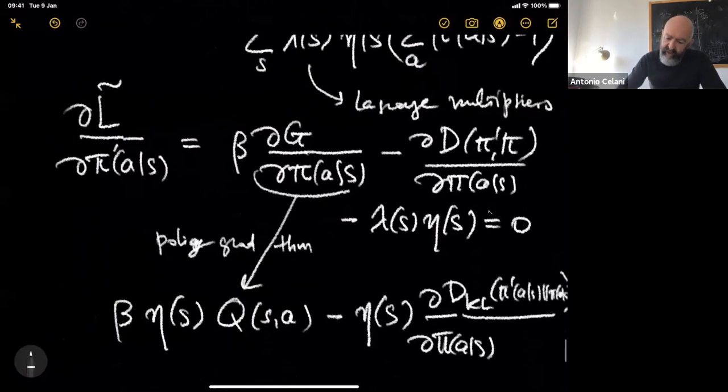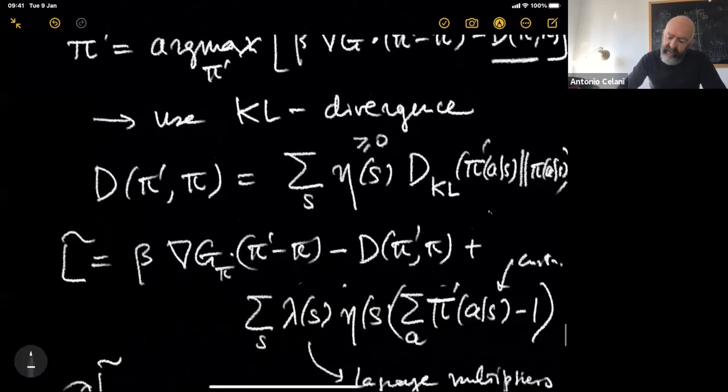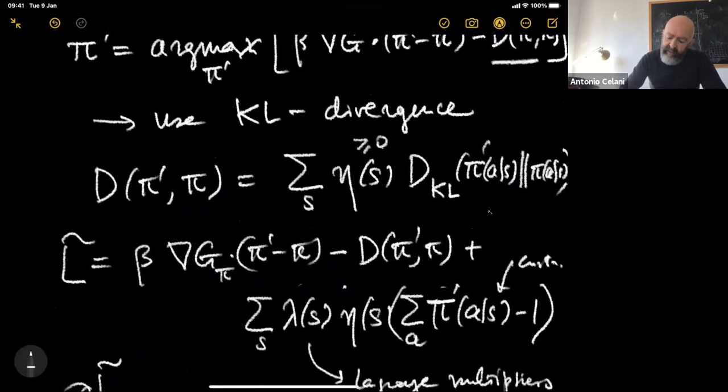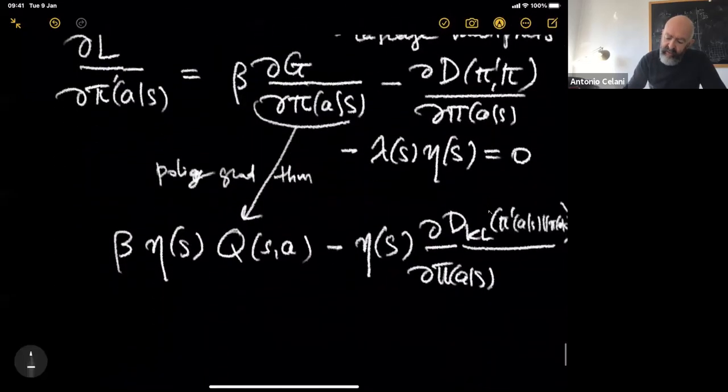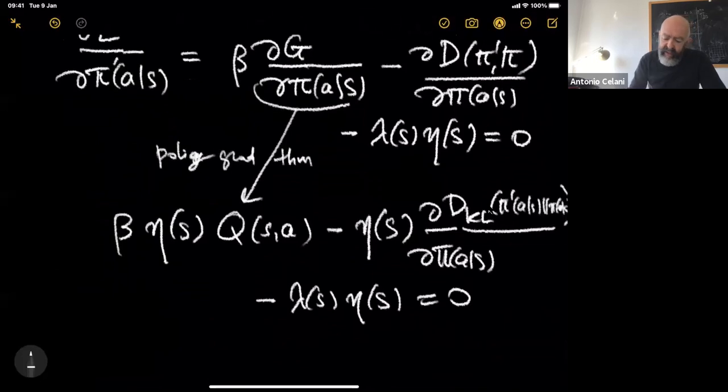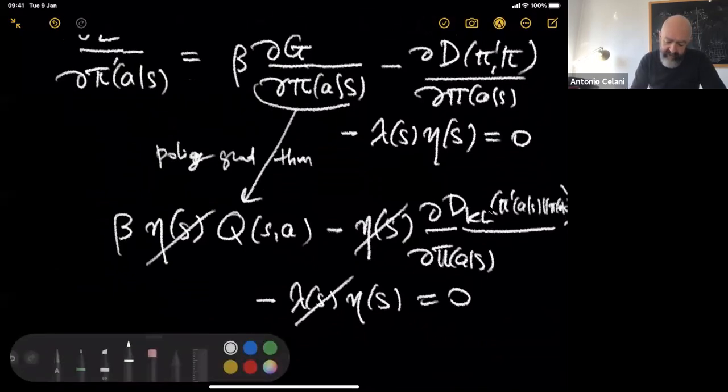Okay, I'm going very slowly. It's just that when I take the derivative, I kill all the terms except the ones which have the s, and then I have to take the derivative of the Kullback-Leibler, and then I have minus lambda s, everything. Okay, so at this step, you see, I have artfully introduced all these eta s, which are positive, so that I can get rid of them here.